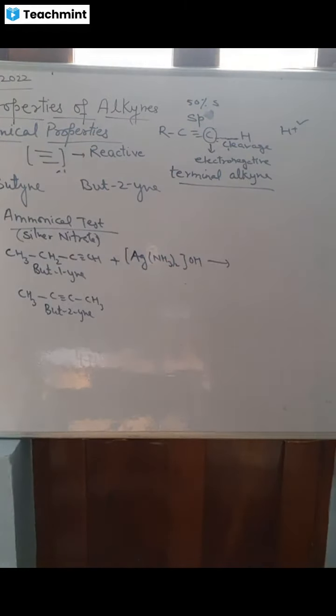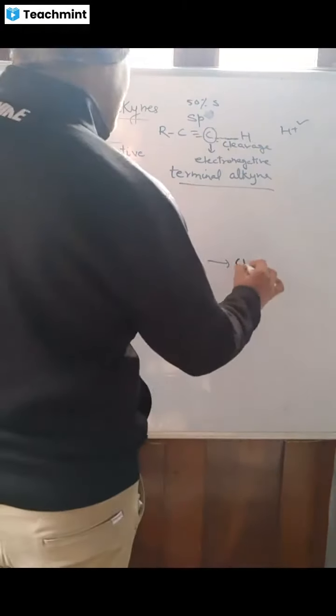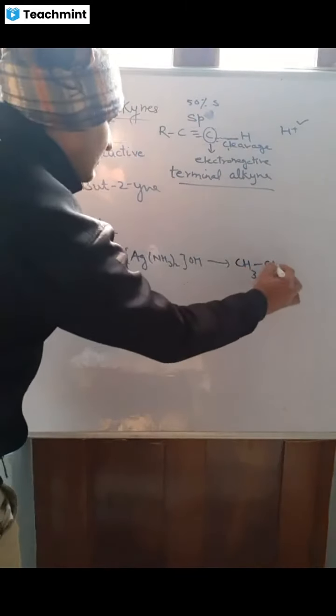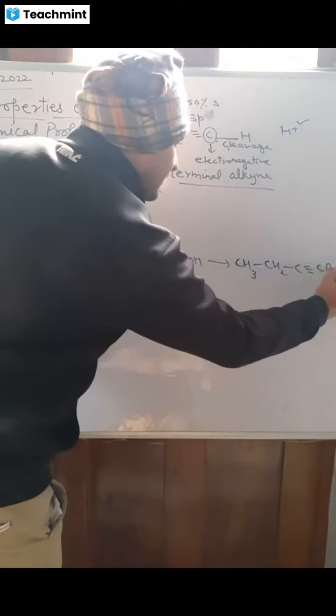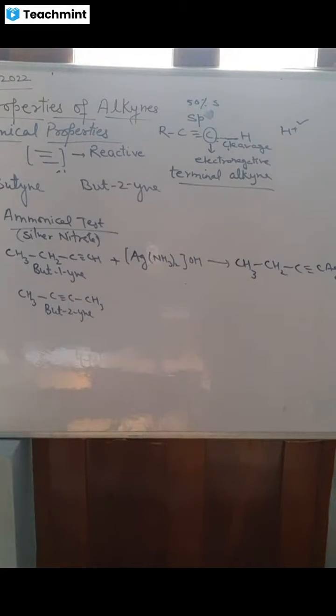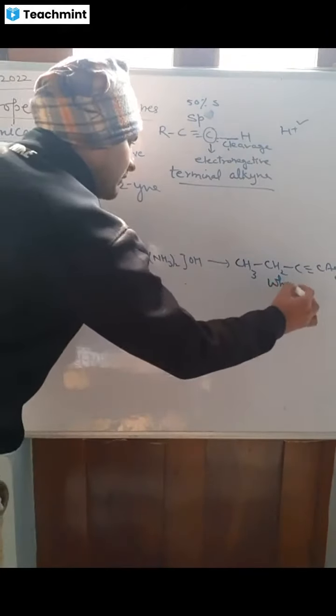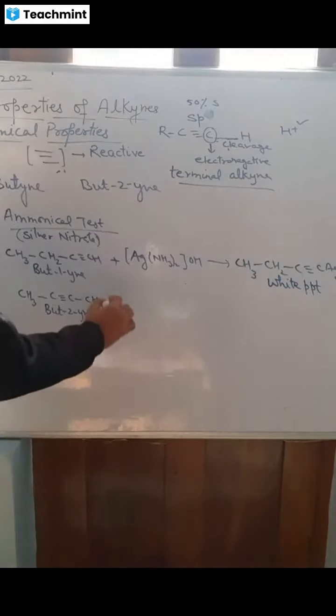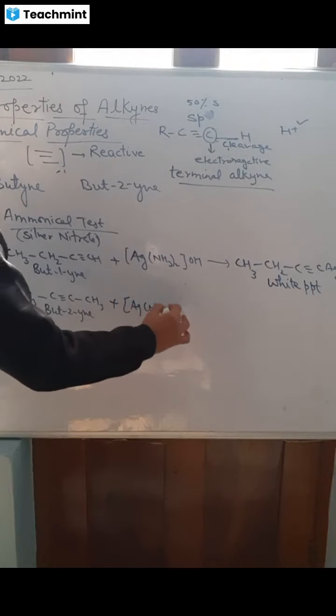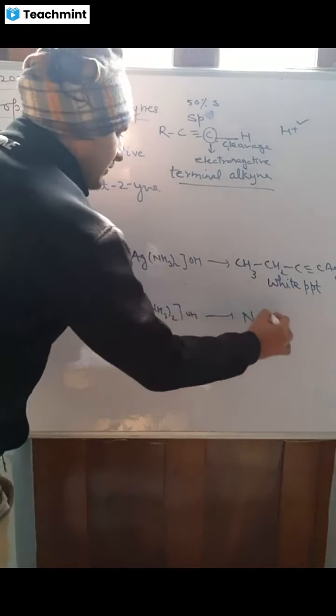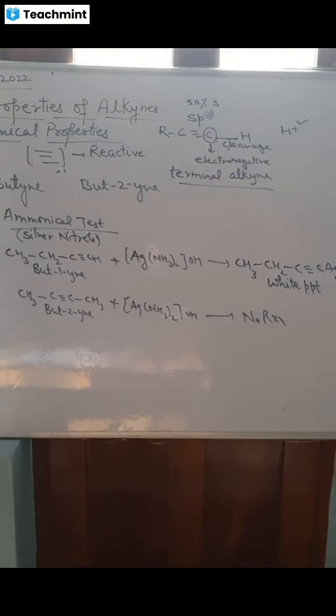Ammoniacal silver nitrate test. When you react it, it will form, what happens here? H will be replaced by Ag. So CH3 CH2 C triple bond C Ag. Here this becomes a silver salt, so it will show a white precipitate. It will give a white precipitate. With butyne-2, Ag(NH3)2 OH, no reaction takes place, so we can distinguish between 1-alkynes and 2-alkynes. The presence of the bond in the first position and the second position can be distinguished by this method. Okay beta, clear?